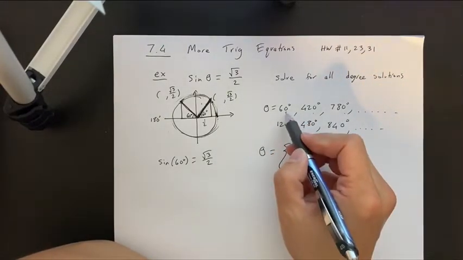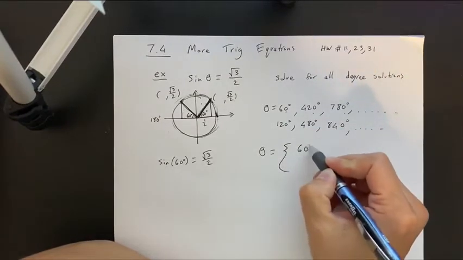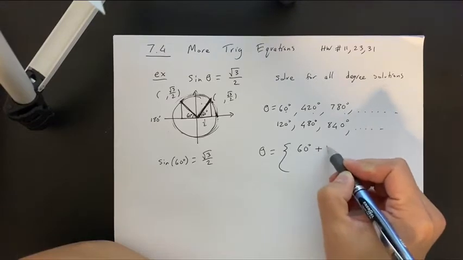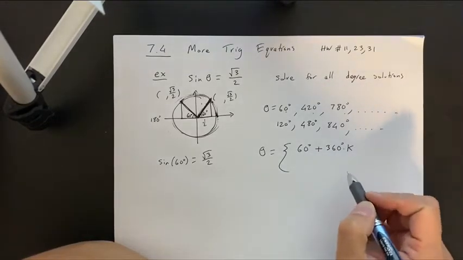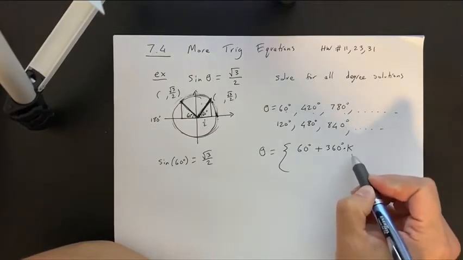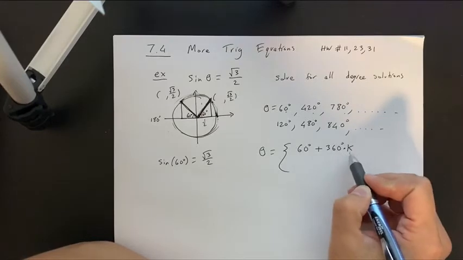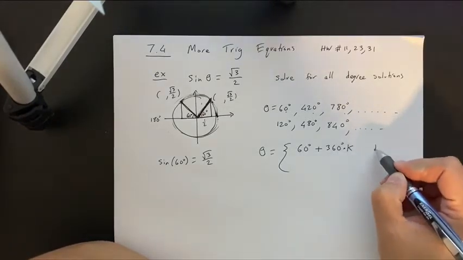You start with any of the values. Usually you start with the first value, so let's say 60 degrees, and I can get another answer by adding 360 to it, or any multiple of 360 really. So you describe that by saying 60 degrees plus k times 360, where k is any integer.